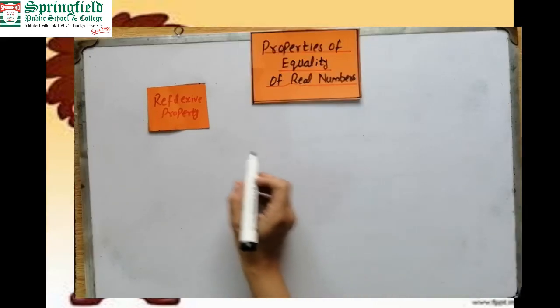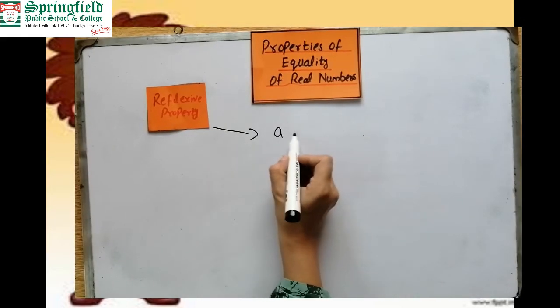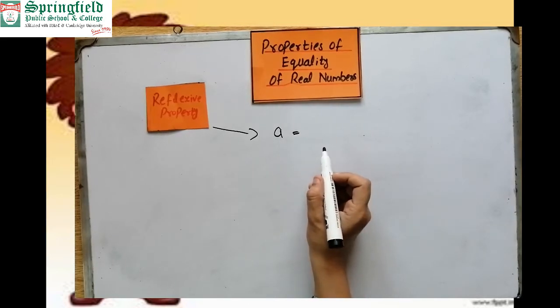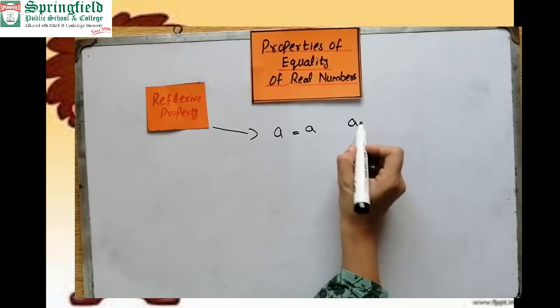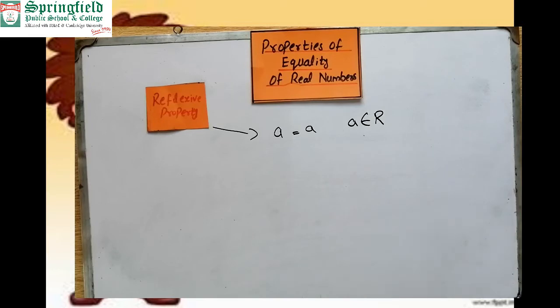A is equal to A when A belongs to the real numbers. This is the reflexive property: the reflex of A is A.